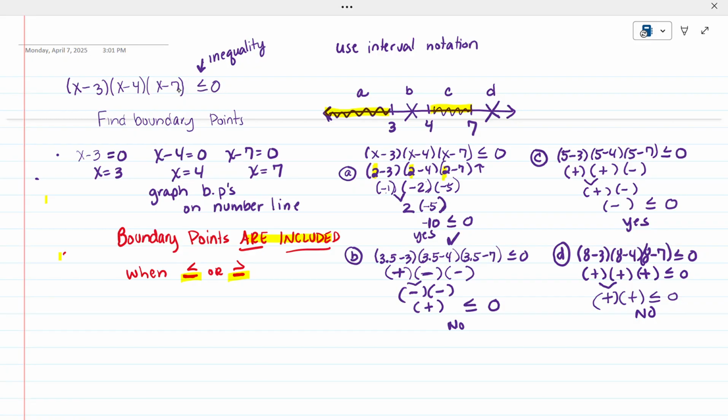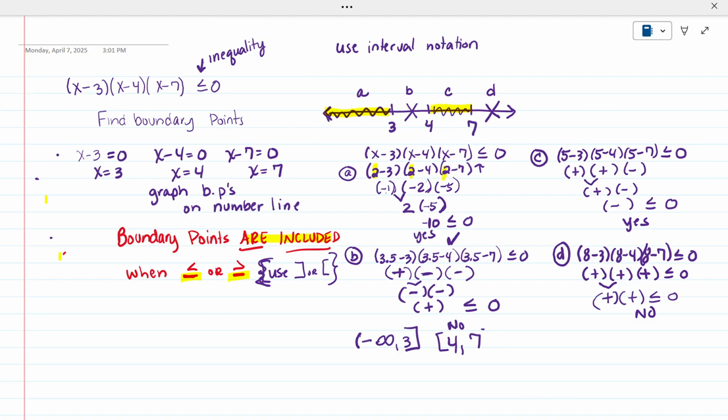So if you remember, when we're doing interval notation, that means we're going to use a bracket at the end of our set. I guess I need to use a different notation there. So for this answer, we're going to have from negative infinity to 3 with a bracket, picking up at 4 to 7 with brackets. We put a little union symbol, and I think in Excel they just put a comma.